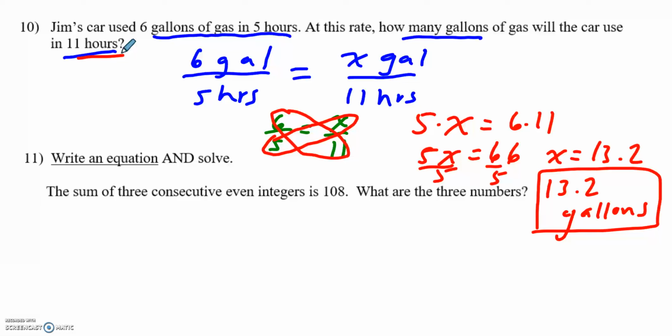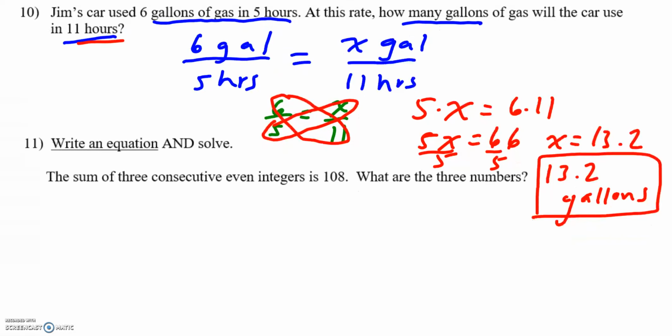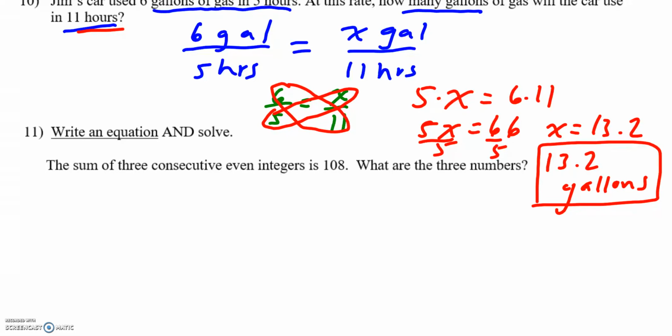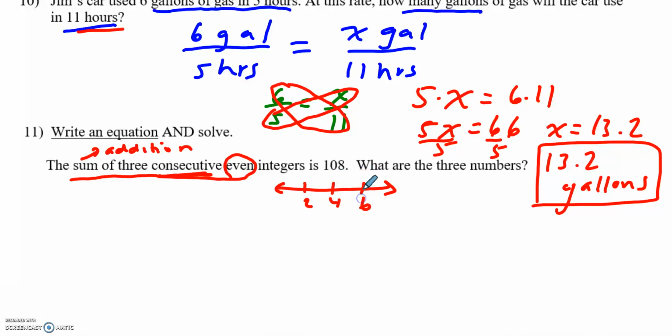The last problem we're going to do on this video is the consecutive integer problems. And again, I'm going to do it the algebraic way just so you can see it again. The sum of 3 consecutive even integers is 108. So remember, sum means addition, or the answer to an addition problem. If I'm talking about consecutive even, these are 3 numbers on a number line, like 2, 4, 6, that are all even and next to each other, so they are all 2 units apart.